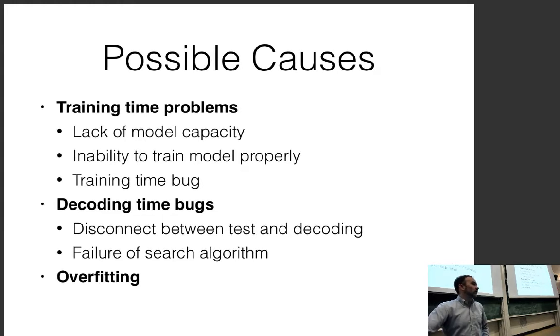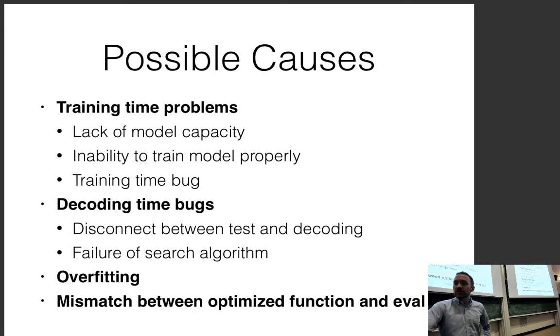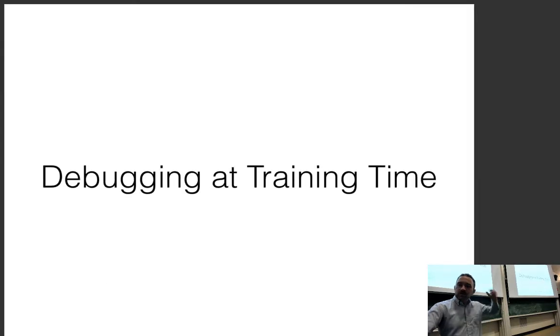We could also have problems with overfitting. Overfitting is a major cause of us not doing well on the test set. And we can also have a mismatch between the optimized function and what we're actually evaluating. This is great because we actually had a question on Piazza precisely about this. I'll go into detail about this as well. For the rest of the time here, I'm going to be talking about each of these problems individually, how to identify them, how to debug them, and how to fix them.